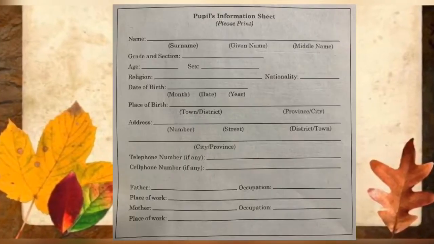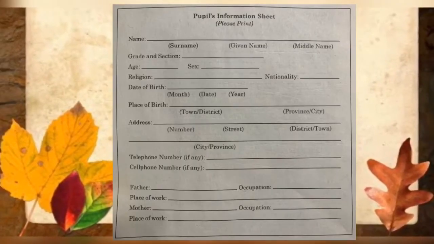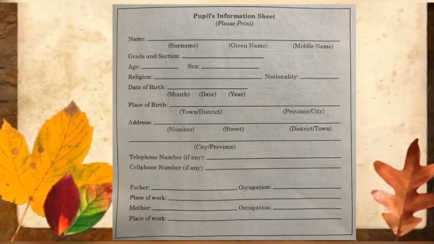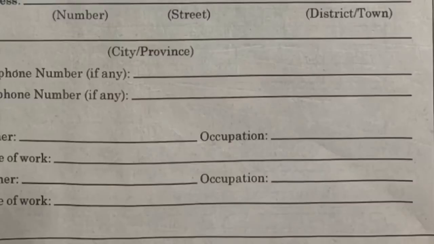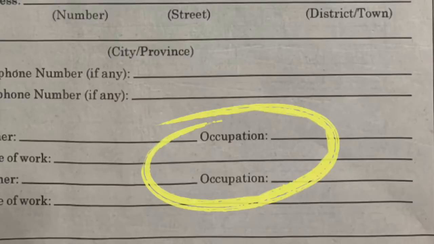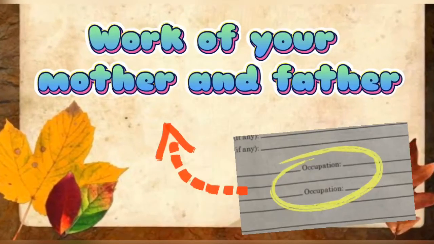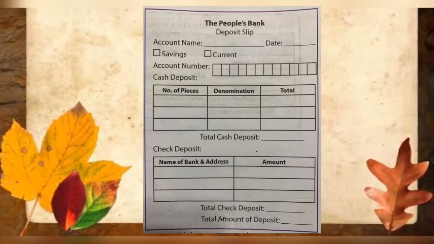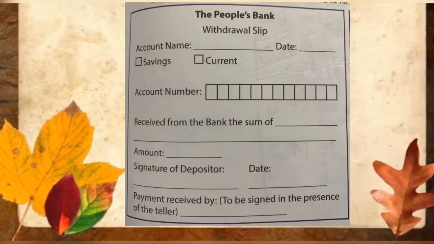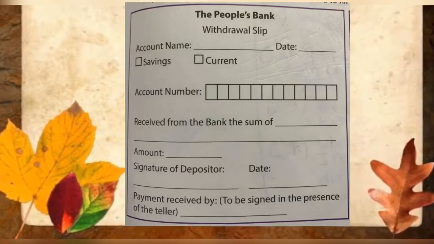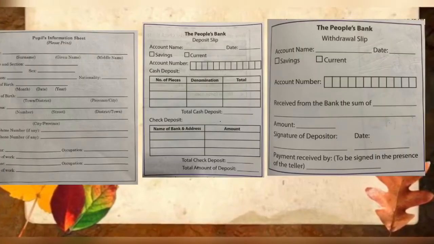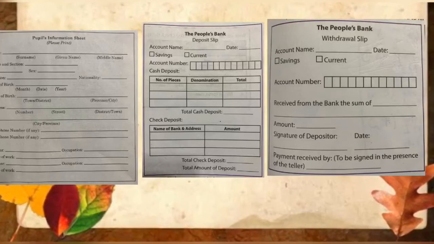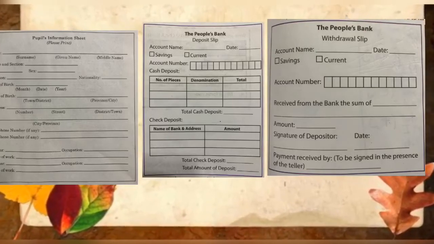First, we have this Pupils Information Sheet. In this sheet, you might want to ask, what is occupation? Occupation is the work of your mother and father. We also have deposit slip and withdrawal slip. All of these forms require personal information.